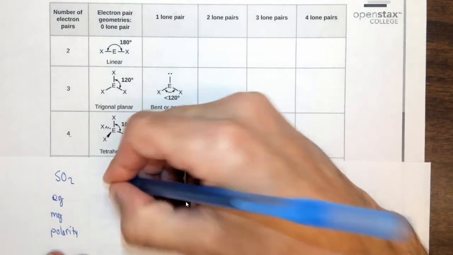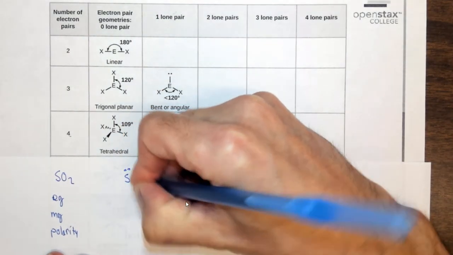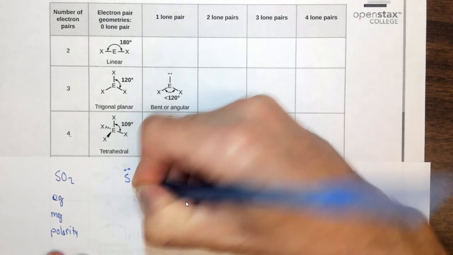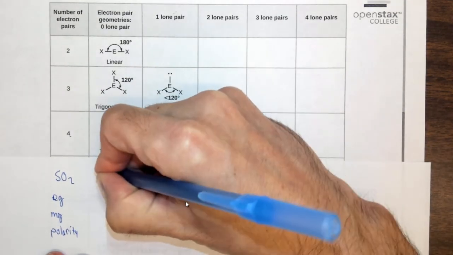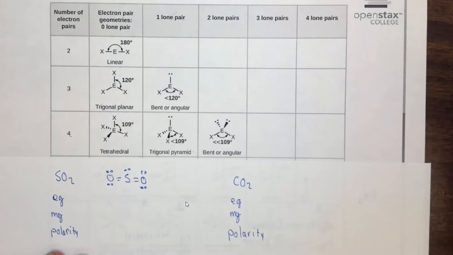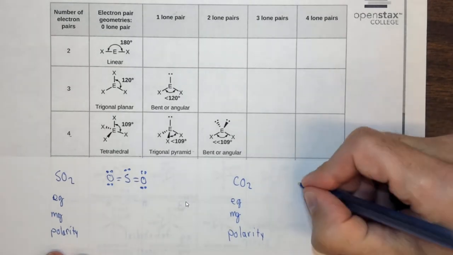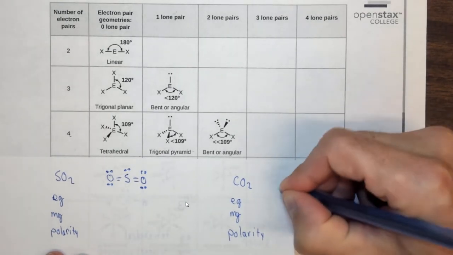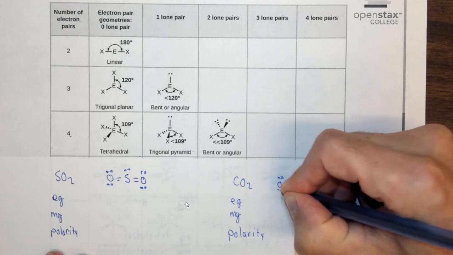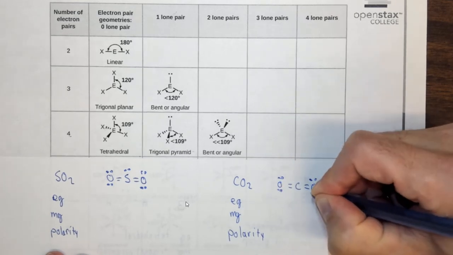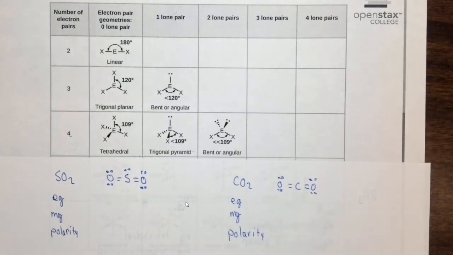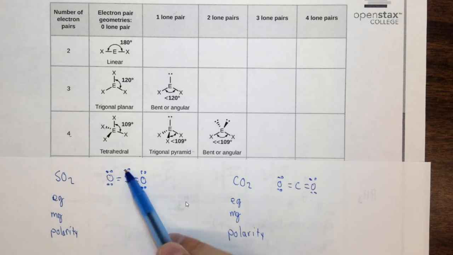So we take S, we put a lone pair on it, and oxygens like this. So I'm just directly drawing the Lewis structure. This is the Lewis structure of SO2. This is the Lewis structure of CO2. They're not the same. How many domains do we have with respect to sulfur? 1, 2, 3 domains.